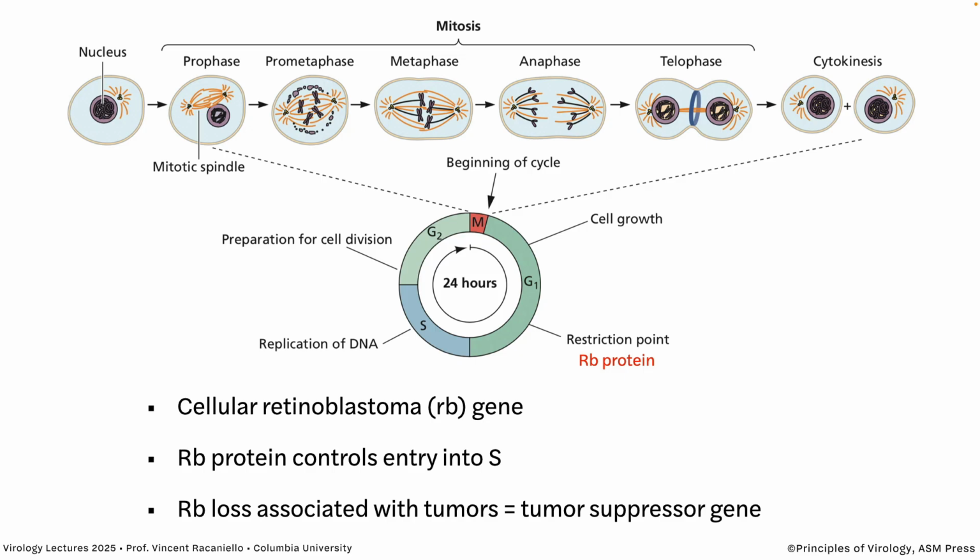How did we discover RB? Kids have retinal tumors up to about 5 years of age. They have retinal tumors where the RB gene is deleted. So you take out RB. Now there's no checkpoint in the retinal cells. They just keep dividing. And when cells divide uncontrollably, that's where cancer comes from.